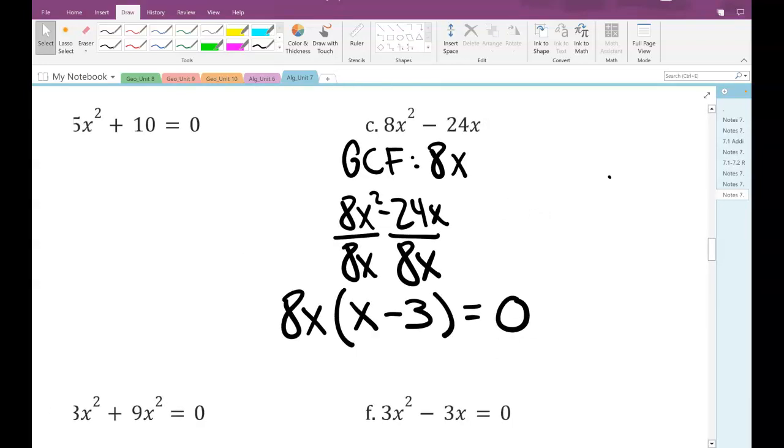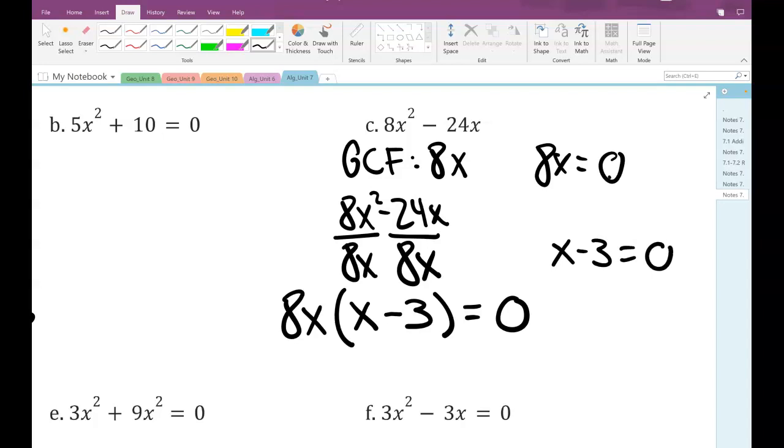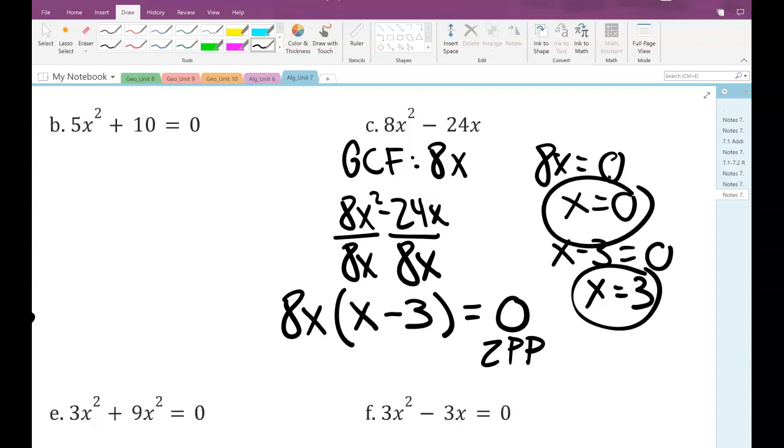So then we solve using our zero product property. We say 8x can equal 0. Or we could say x minus 3 is equal to 0. Using our zero product property. So x is equal to 0. Or x is equal to positive 3. Will be my two answers.